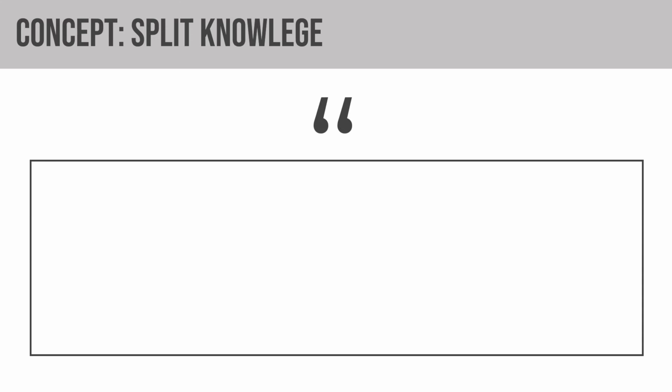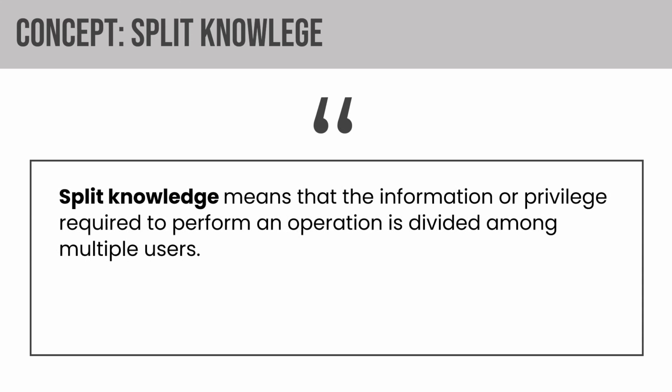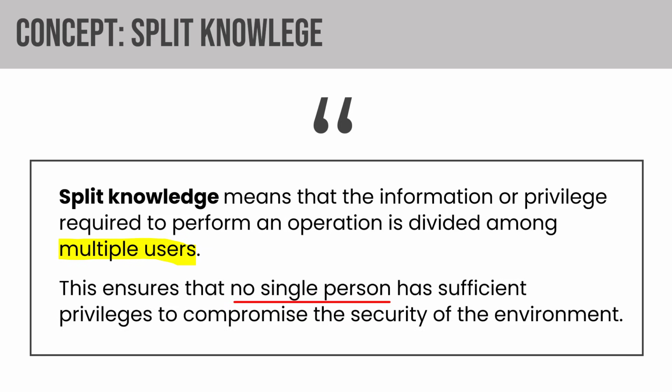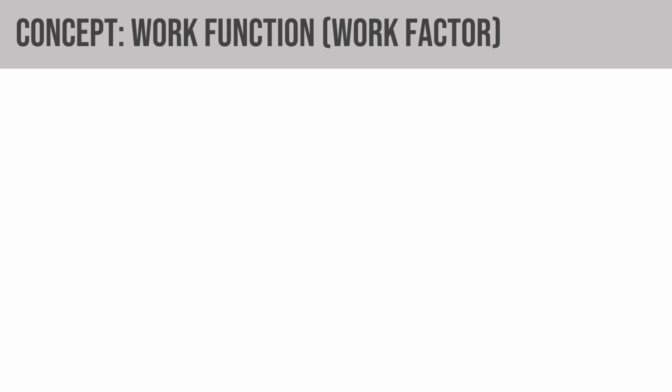Split knowledge. So split knowledge means that the information of the privilege required to perform an operation is divided amongst multiple users. That makes sense, right? Splitting the knowledge amongst multiple people. So this ensures that no single person has sufficient privileges to compromise the security of the environment. It's separation of the knowledge, of the privilege. I kind of think of split knowledge as role separation of a fashion, really. We talk about role separation in the workplace, so one person doesn't have too much privilege that they can carry out some sort of internal threat all on their own.